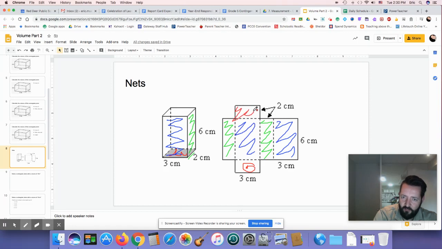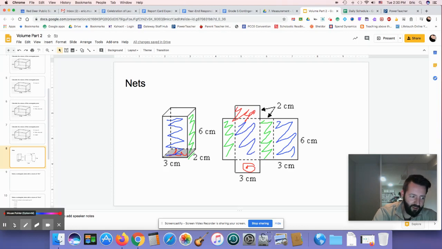Opposite sides of your rectangular prism aren't going to be side by side, they're going to be every second face on here like that. They'll never be side by side. Okay, so that's what a net is, and that's how it corresponds to the 3D shape over here.